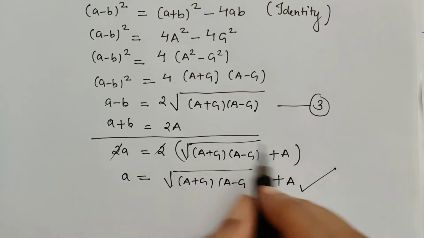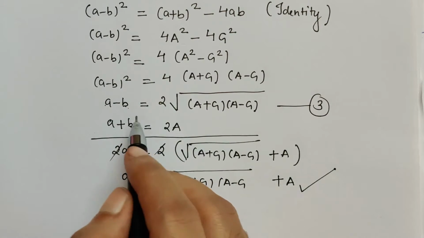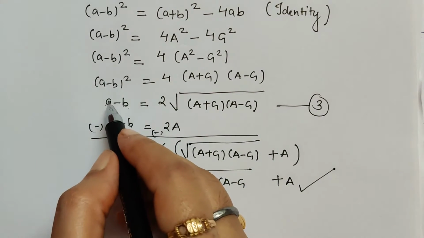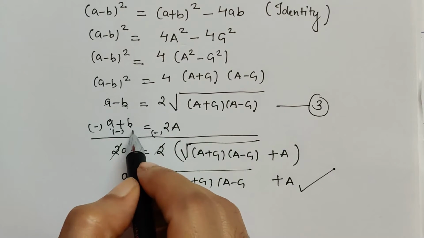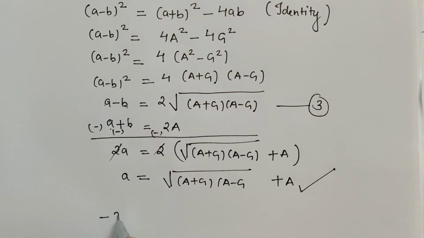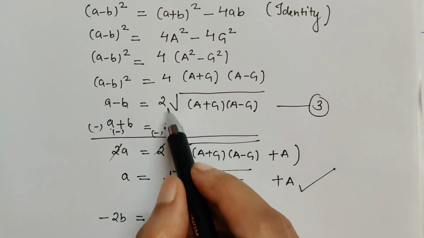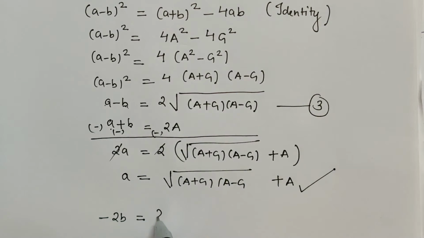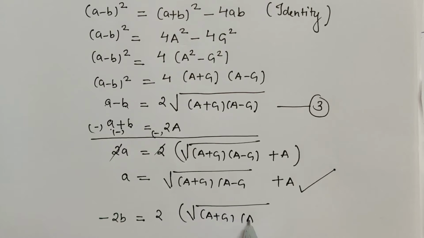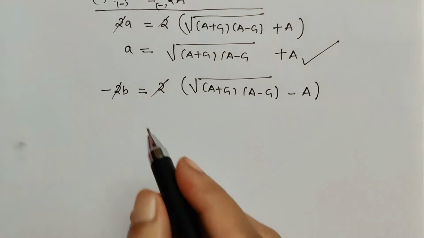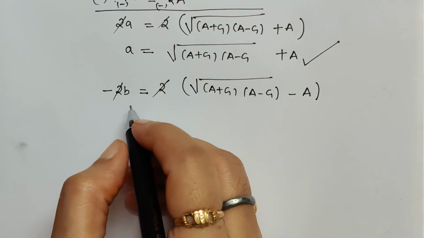Similarly, we can find out the value for small b. For that, what we will do is subtract the whole equation. By doing so, a and a get cancelled and we are left with minus 2b is equal to, these two get subtracted, so 2 can be taken outside, and under root (A plus G)(A minus G) minus A, and this 2 gets cancelled, and we are left with this.